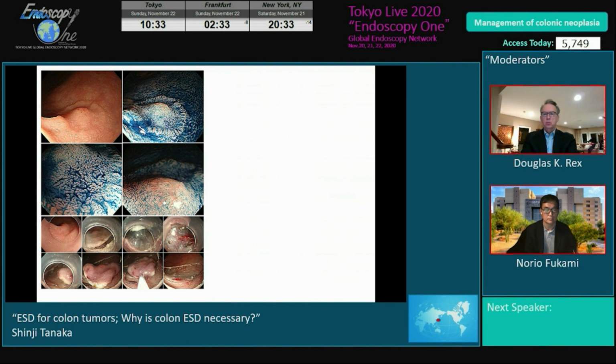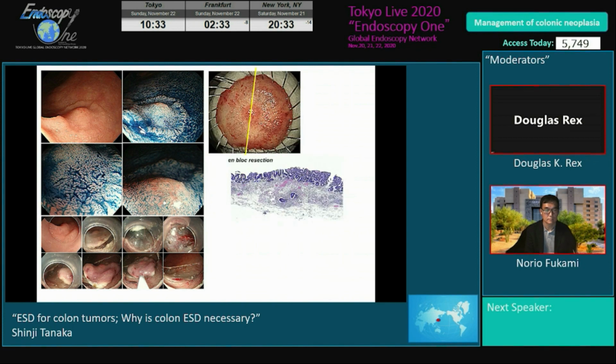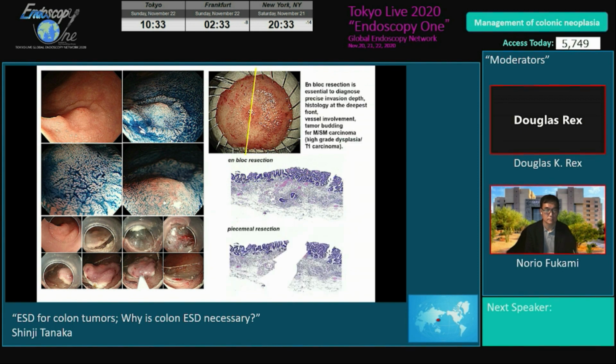We conducted hybrid ESD for this lesion. This lesion shows submucosal invasion under the central elevated part. If we conducted piecemeal resection, we might not diagnose the submucosal invasion. Like this, carcinoma or suspicious carcinoma should be resected en bloc.